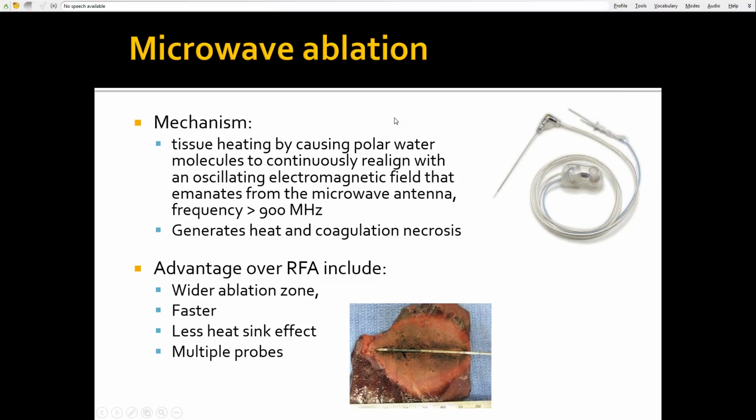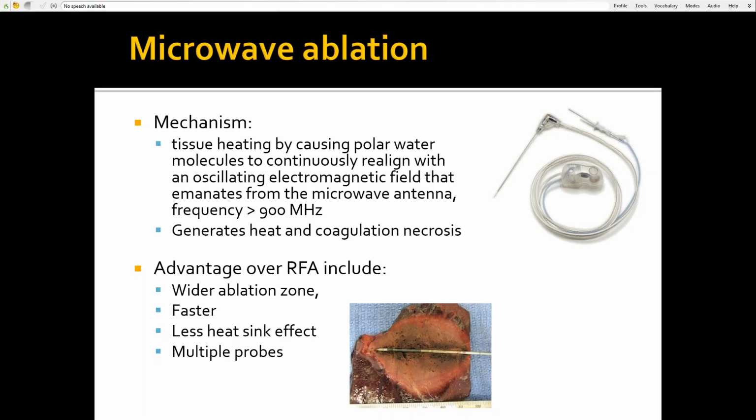So another modality that we use is microwave ablation. This causes tissue heating by causing polar water molecules to realign, and basically you get heat and coagulative necrosis from the molecules moving back and forth at a very high rate. One nice thing about it is that you can get a wider ablation zone. It's also faster. You can treat tumors in, let's say, 5 to 8 to 10 minutes once you get your probe in a good location.